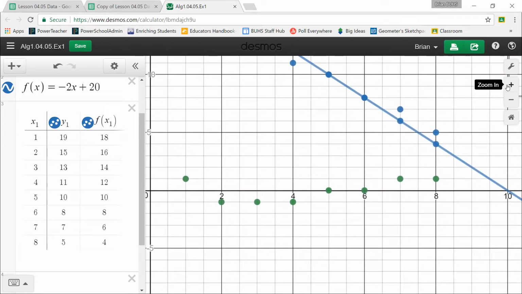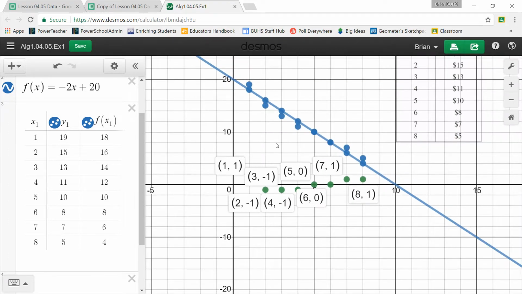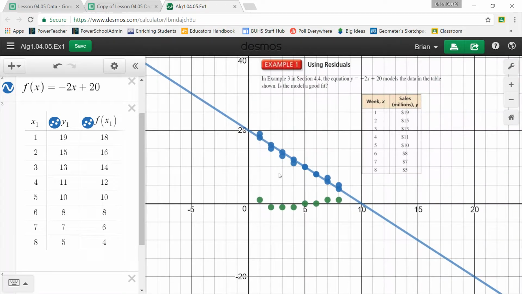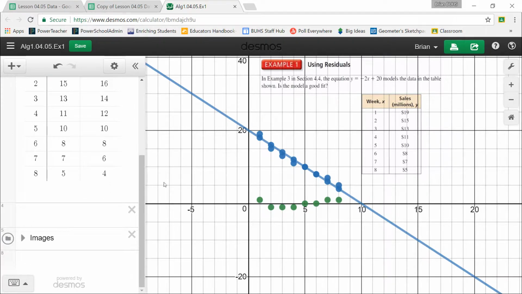You can use the plus sign if you need to. And you can see that, right? Some are above, some are below. But there's 3 above, 3 below. That means the line represents the data pretty okay. Pretty okay. All right.